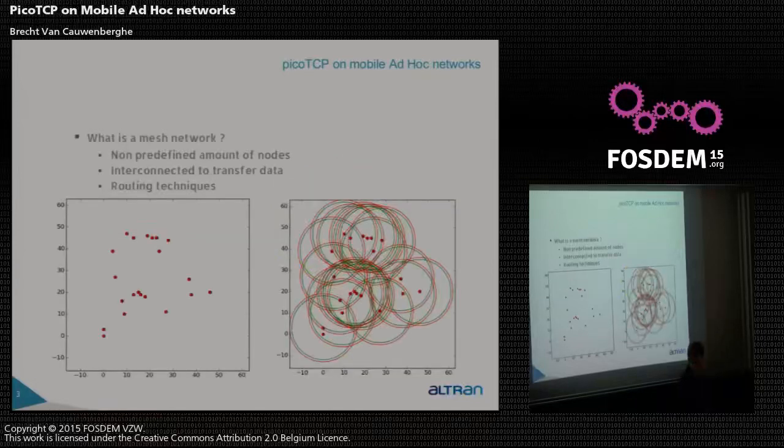So mesh networking is actually a collection of different nodes which set up the routing information or the routing infrastructure to be able to communicate with each other in a dynamic way. So it will describe in a specific routing technique how they can communicate with each other.